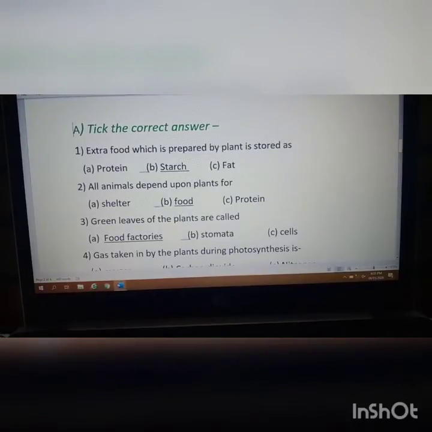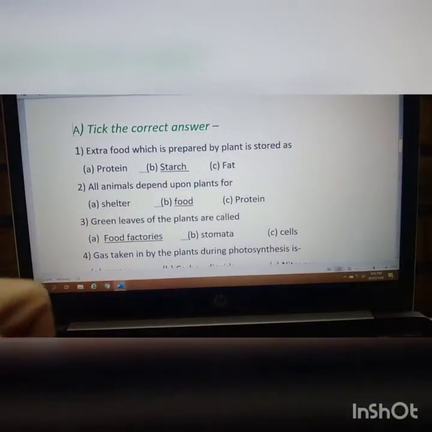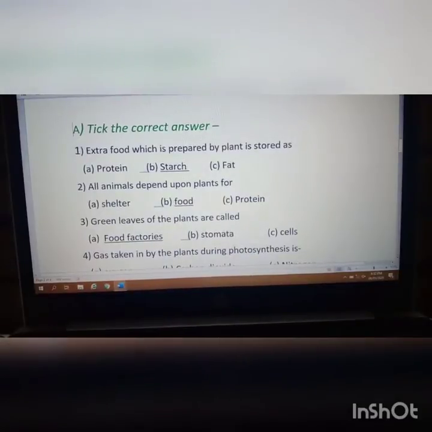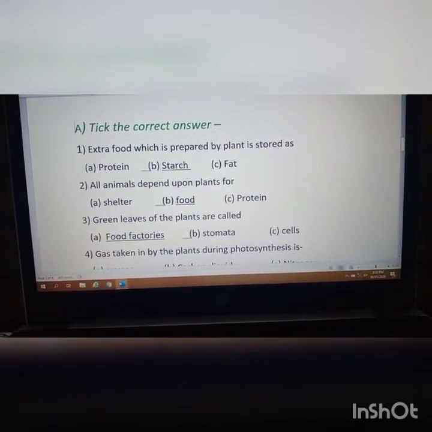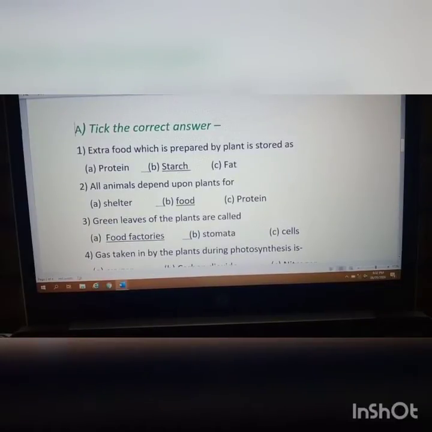So the first question here is section A, that is tick the correct answer. First question is extra food which is prepared by plants is stored as, and it is stored as a starch. Okay, not protein, not fat, it is stored as a starch. The food which is prepared by the process of photosynthesis, and the food that is extra to them gets stored as a starch. Next question is all animals depend upon plants for food. Yes, all the animals depend upon plants for food.